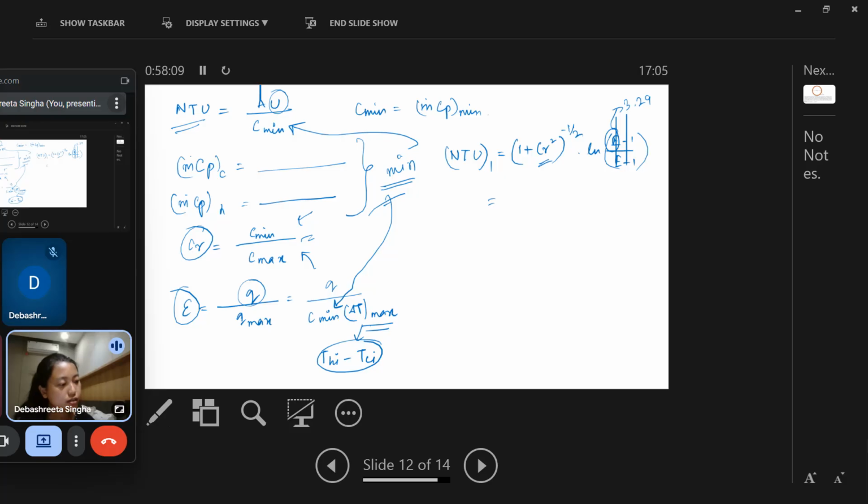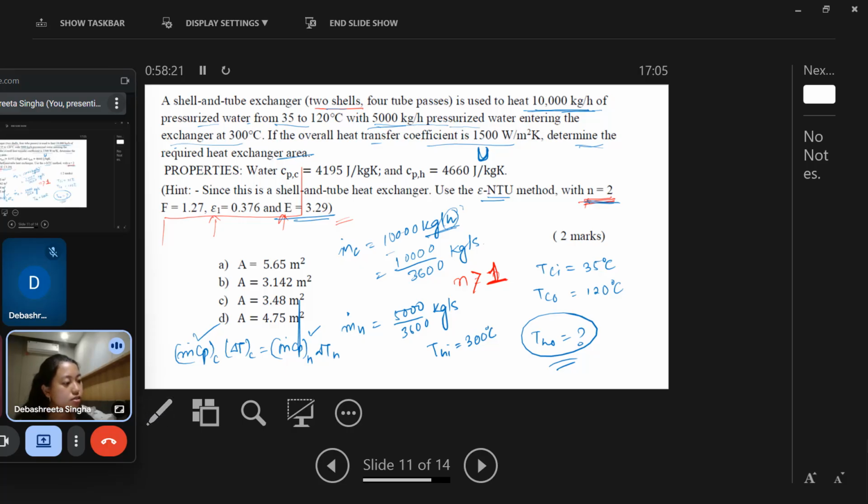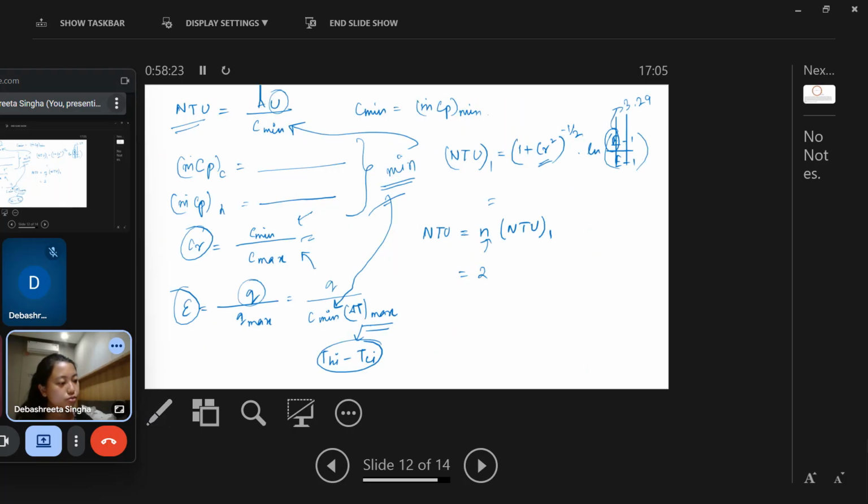Then the final NTU will be N, and this N is 2 because there are two shell passes. This N is equal to 2, into whatever we get for the NTU for the first shell pass. Then we get some value like 1.10 around. Then this NTU value you substitute here. Okay, so we can find out A, which is given by NTU.